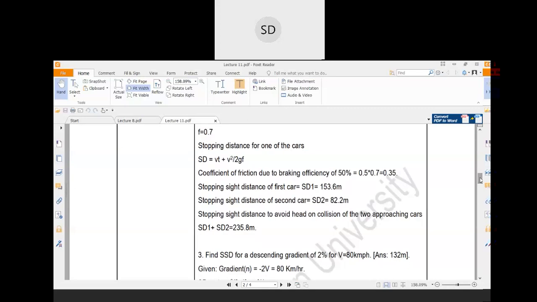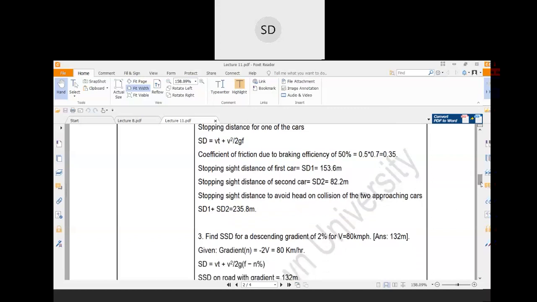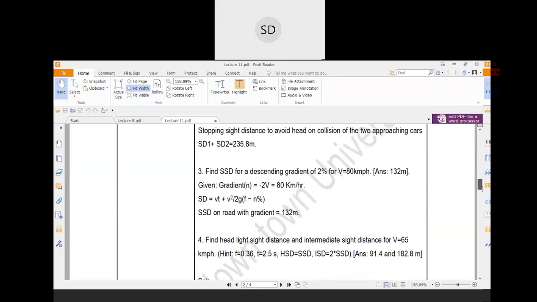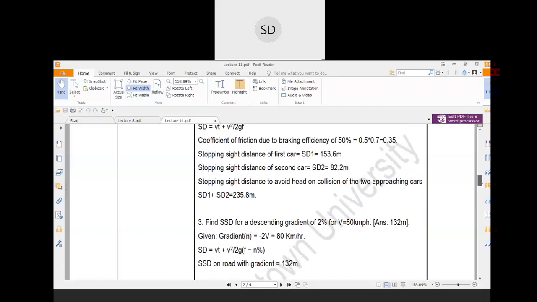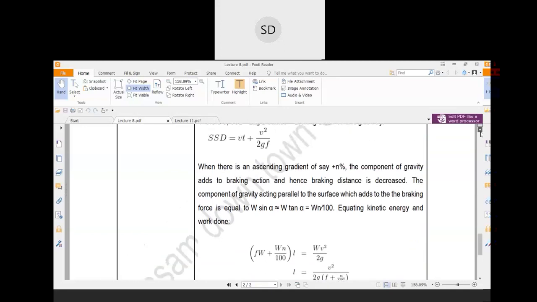Okay, now another thing is, when a vehicle is moving on ascending or descending gradients, in that case what will happen? Let us discuss the theory portion.